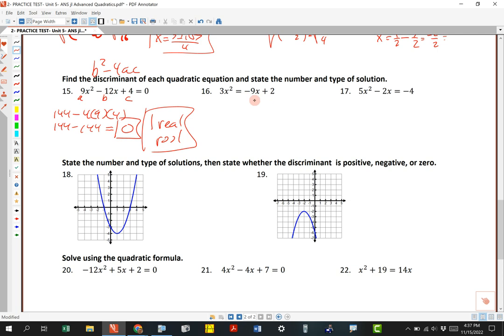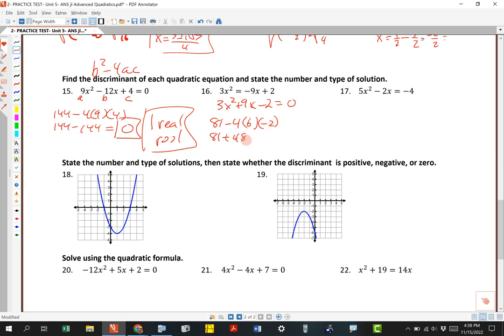Okay, if we take a look at the next one, we need to move this around. So this is 3x squared. This is going to be a plus 9x. This is going to be a minus 2, and now it's set equal to 0. So there's our a, our b, and our c. So we're going to do b squared, so that's going to be 81 minus 4 times a times c. So a is 6, or sorry, a is 3, and c is negative 2. So when I multiply here, I get 81, and we're going to be adding something to this. So we're going to be adding, this is 24 times 2, so we're going to add 48.